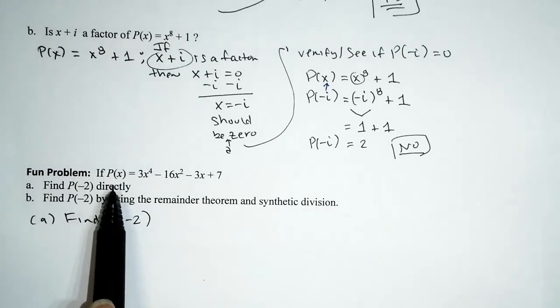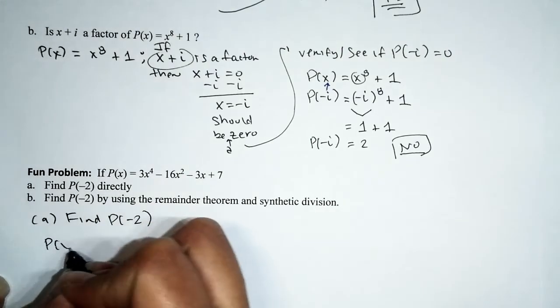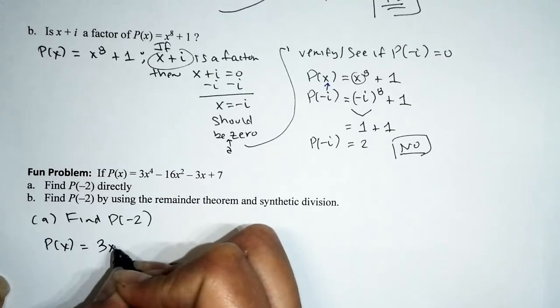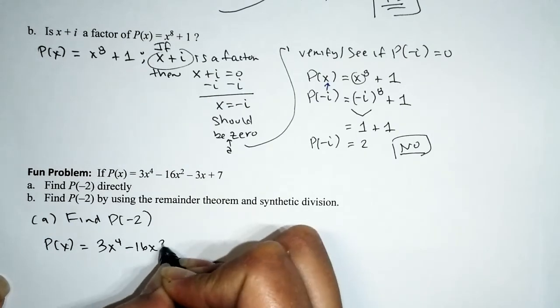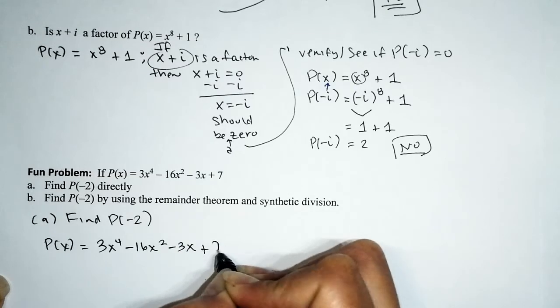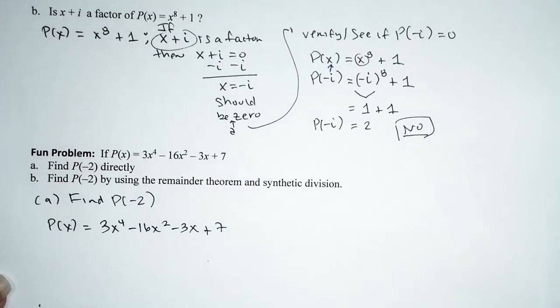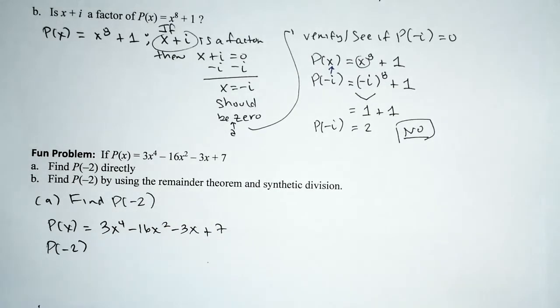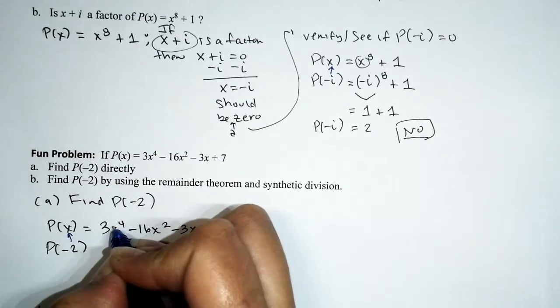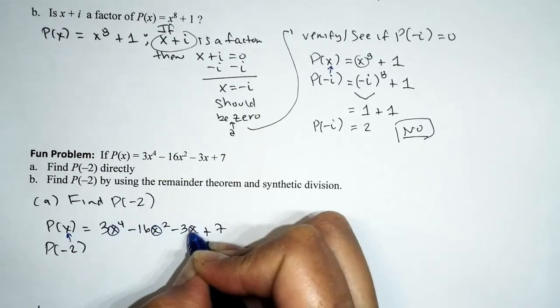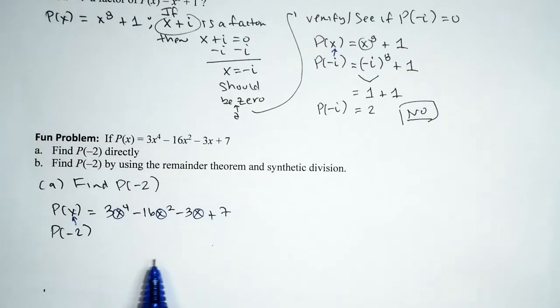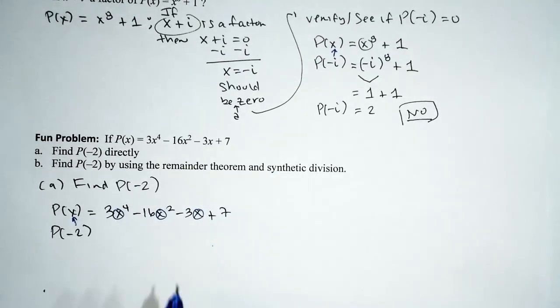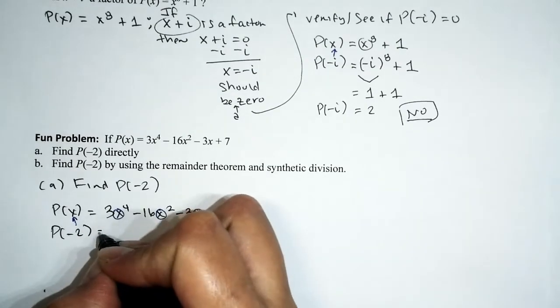So let's go ahead and start off by writing p of x. So we have p of x equals 3 times x to the 4th minus 16x squared minus 3x plus 7. And we want to find p of negative 2. So what we're going to do, we are going to substitute a negative 2 for the input of x. So wherever we have an x, we're going to swap it out for negative 2. This is something that I started doing recently, and I wish I had done it before, because it kind of highlights where I am going to substitute these numbers. But if you don't need it, then I don't need it.